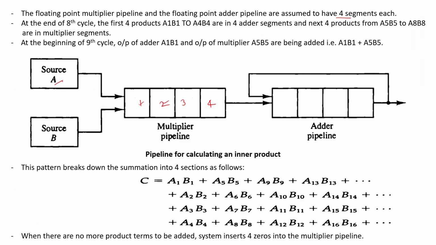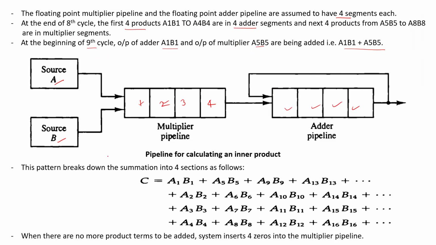Now source A is kept here and source B is here. In total, 8 cycles are required. After multiplication, addition will take place, so again we have 4 segments for the adder pipeline: 4 for the multiplier and 4 for the adder segments. At the beginning of the 9th cycle, the output we obtain at the adder is A1, B1, and the output of the multiplier will be A5, B5. They are added here, and that operation is obtained.